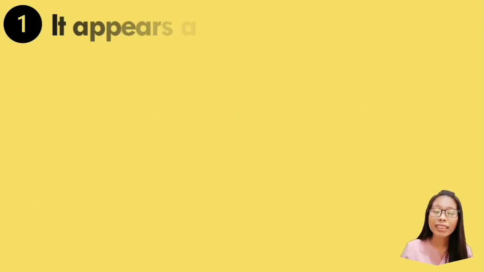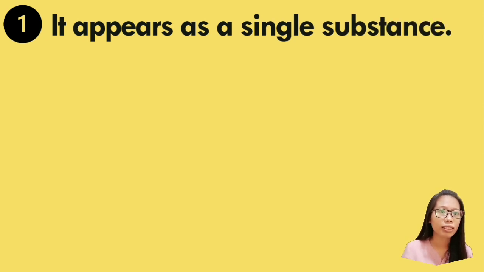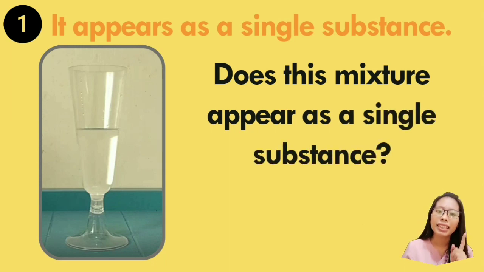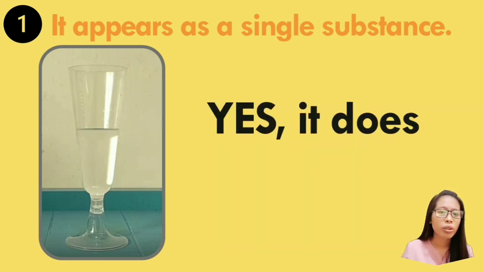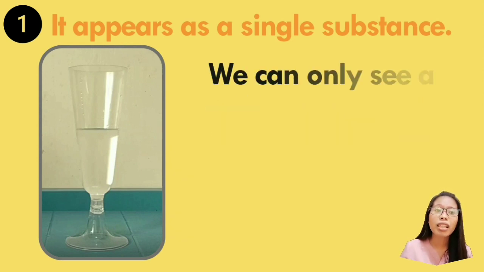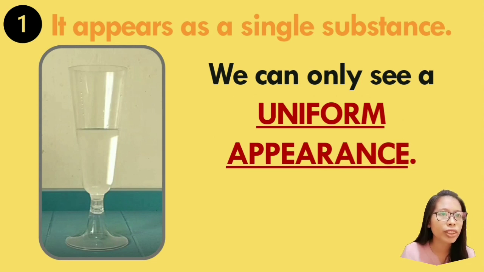It appears as a single substance. Does this mixture appear as a single substance? Yes, it does. Why do you think so? We can only see a uniform appearance. That's why it appears as a single substance.